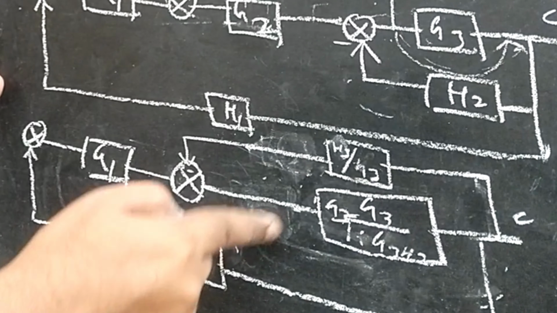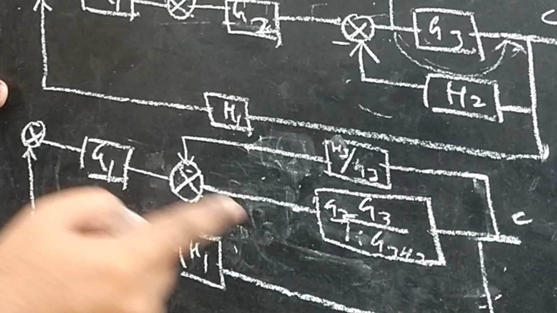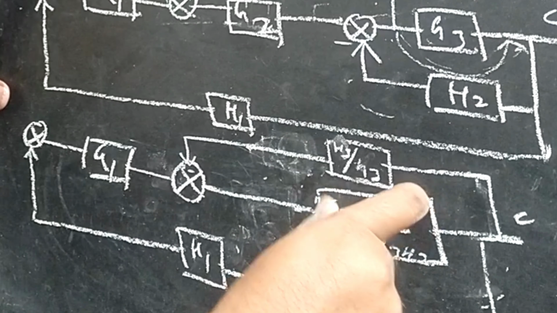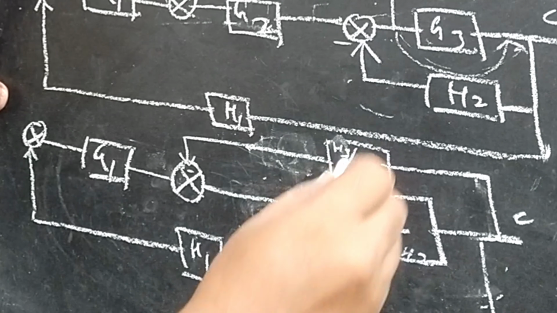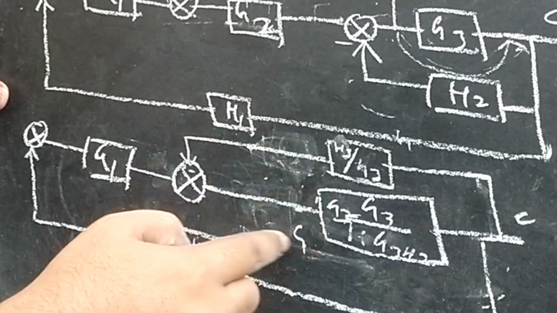So we need to take the feedback path. So here it is connected to the negative feedback path. So this is the negative feedback path. The whole element is considered as G, and this whole element is considered as H. So G divided by 1 plus GH is the formula.